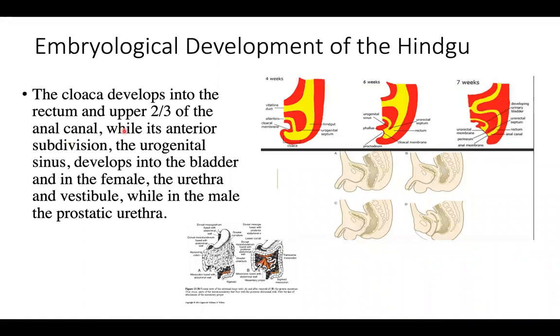Lower one third develops from the ectoderm, from the skin. That's why the lower one third of the anus is sensitive. If you are cut, you feel pain. If somebody has hemorrhoid, he will feel pain.